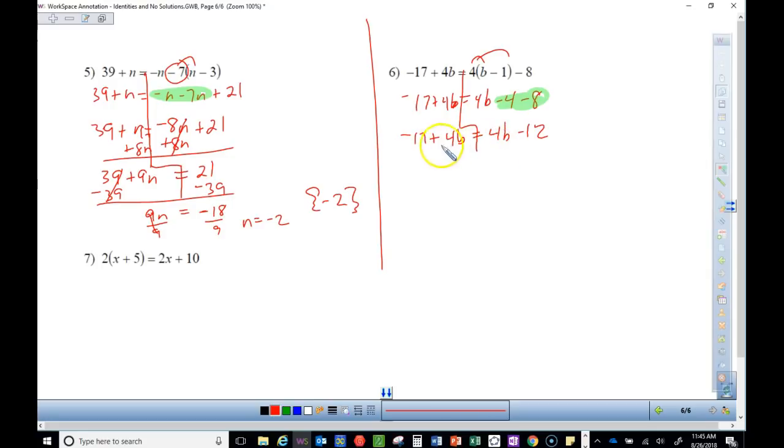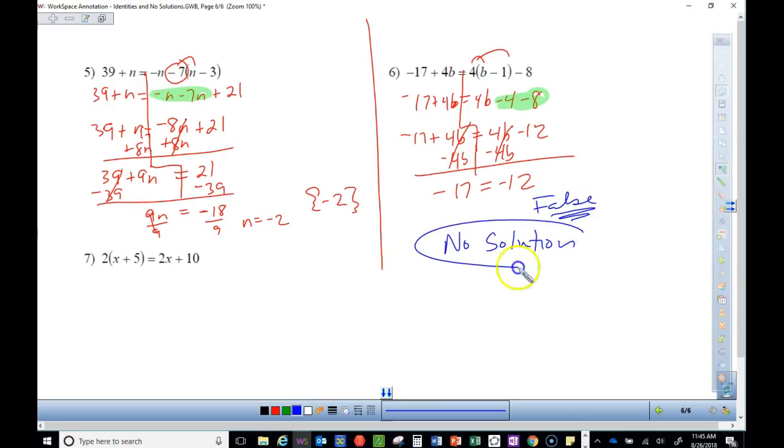Now I don't have any like terms here or here, so get my variable on one side. It looks like it's going to cancel out on both sides. So I end up with no variables, and negative 17 equals negative 12. Is that true? Are those two things equal? No. So what does that mean? This equation has no solution. Are you starting to see the difference between solutions and no solutions and identities?